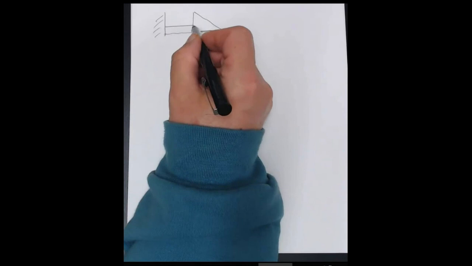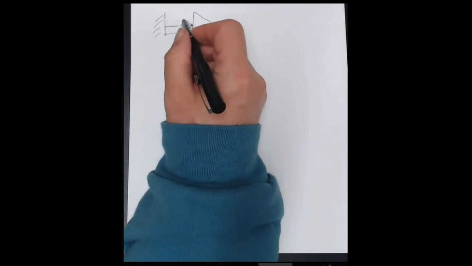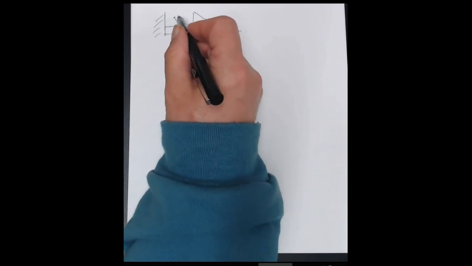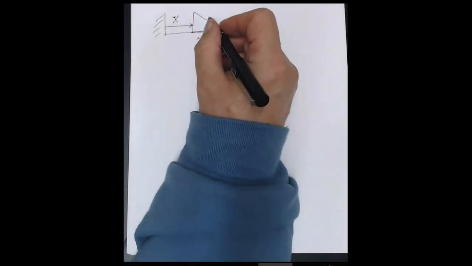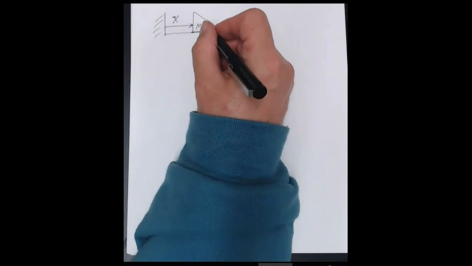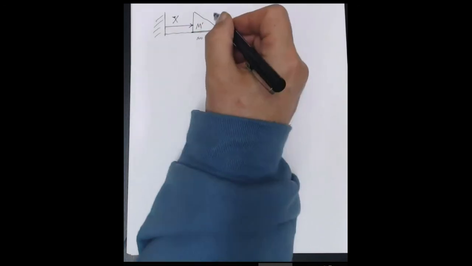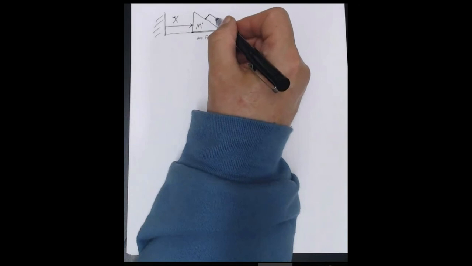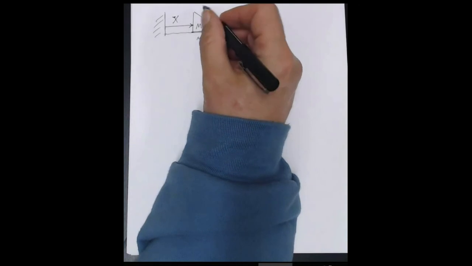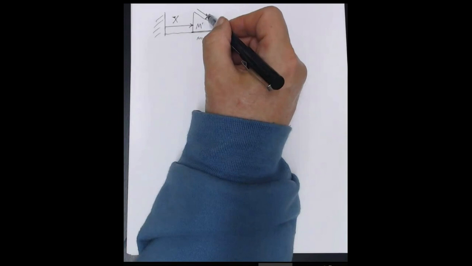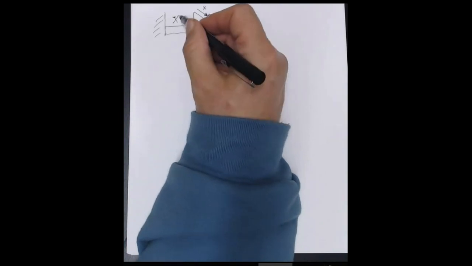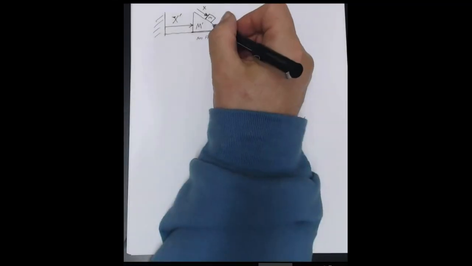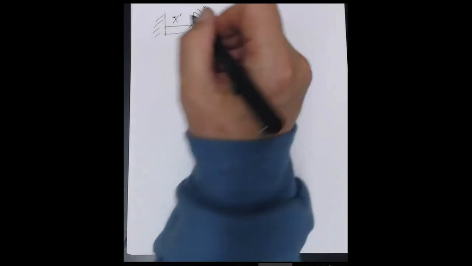Its position relative to one end of the table, let's call that big X. The wedge has mass big M prime. On the wedge, there's another mass, little m, and its position relative to the top of the wedge, let's call that little x. I'm going to call this big X prime. The wedge is at an angle theta with respect to the horizontal.